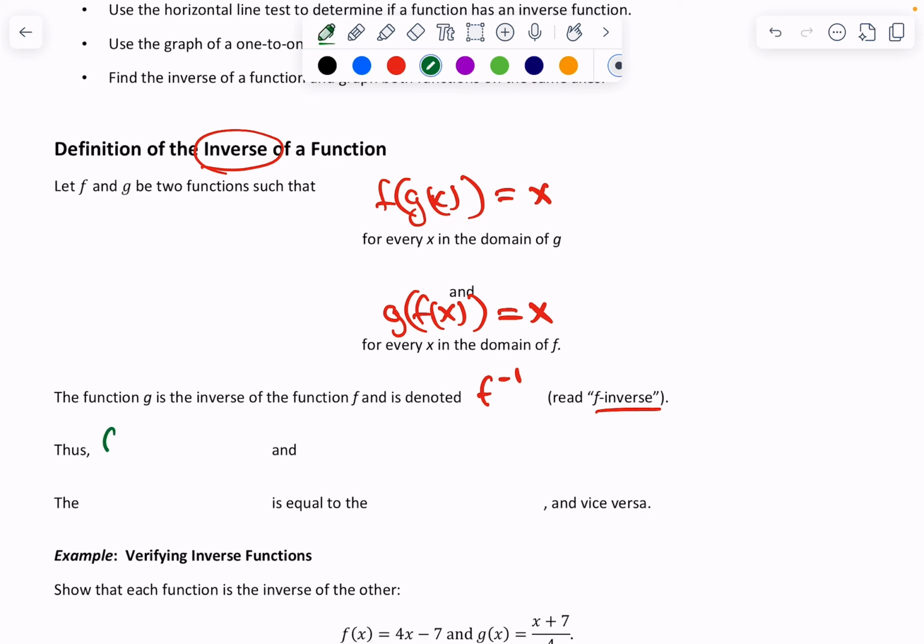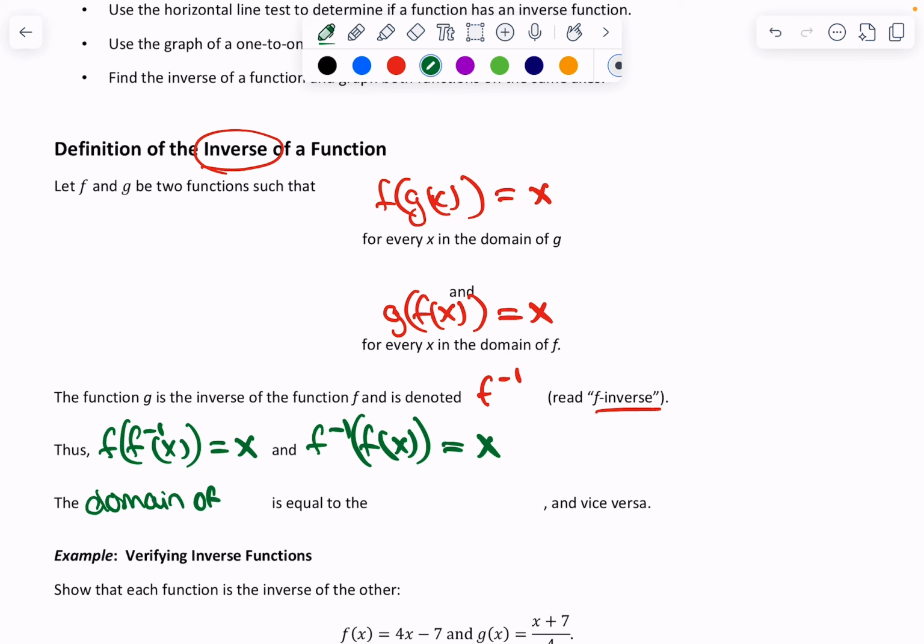Thus, f of f inverse equals x, and f inverse of f of x also equals x. So the domain of f is equal to the range of f inverse and vice versa. And we'll talk more about that in a little bit.